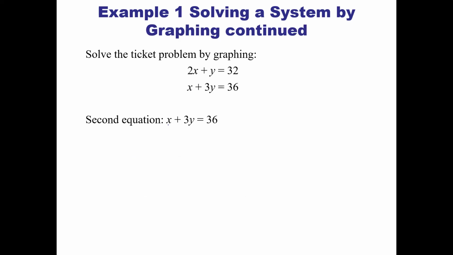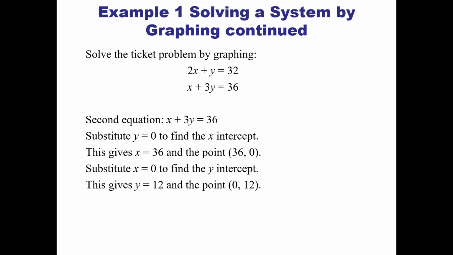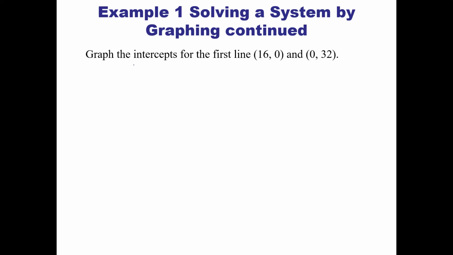Now, the second equation, do the same thing. Plug in 0 for x and 0 for y, and we get 2 more points. So we get (36, 0) and (0, 12). Now, what we want to do is graph all the different intercepts. And so we're going to do line by line so we don't mix up our lines.